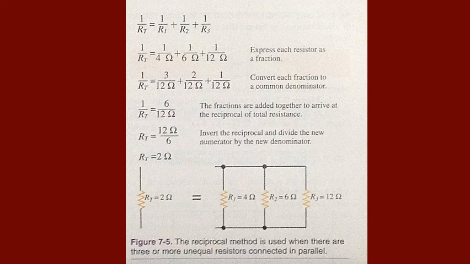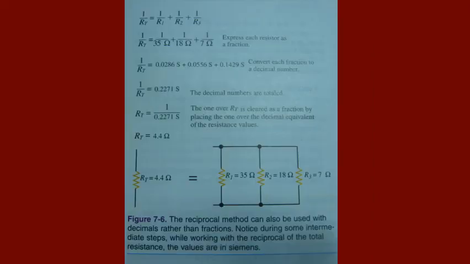Unfortunately, most circuits do not have resistance values that lend themselves as neatly as our example to using this method of solution. However, the reciprocal method can be used in these messy situations by converting the individual values to decimals. In figure 7-6, as shown, resistors of 35, 18, and 7 ohms are connected in parallel. The problem is set up exactly as before, but we simply use a calculator to convert each fraction into a decimal number so that they can be added together easily.